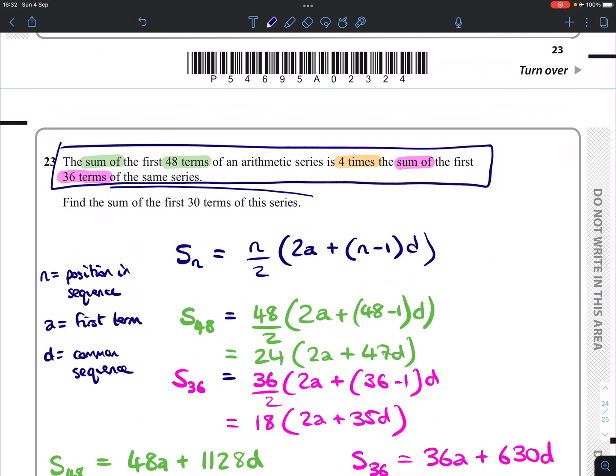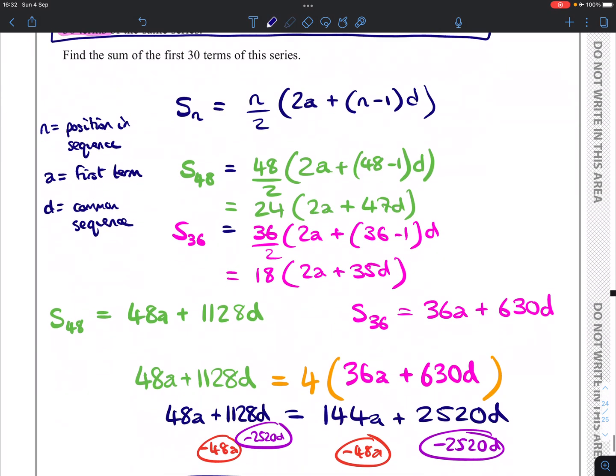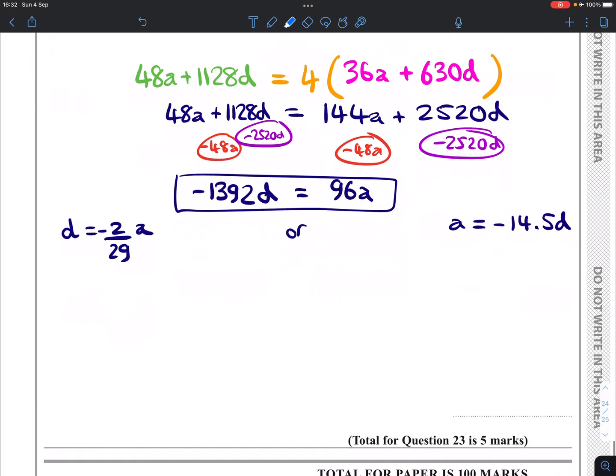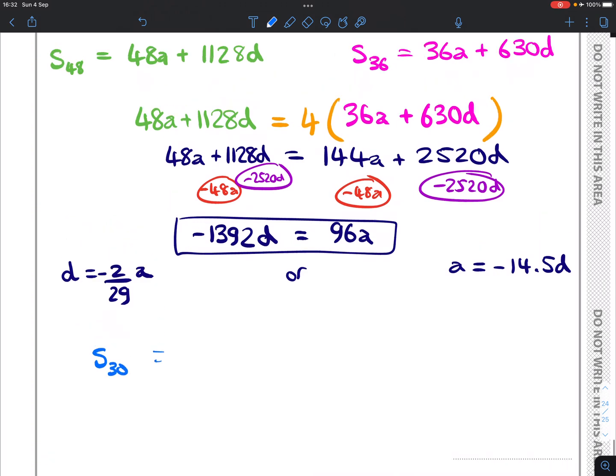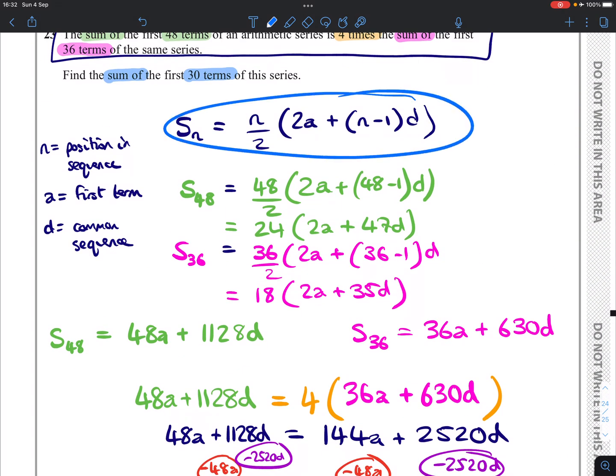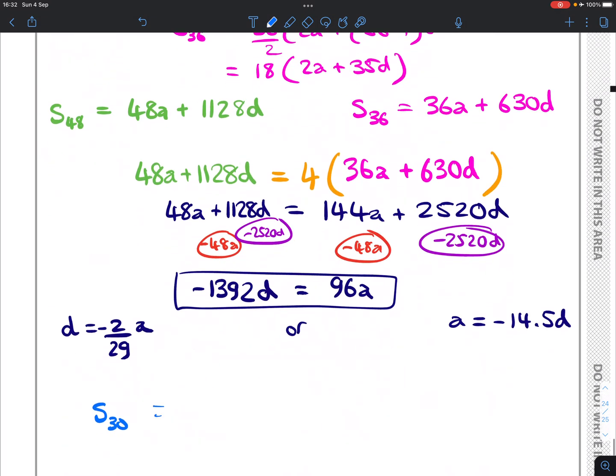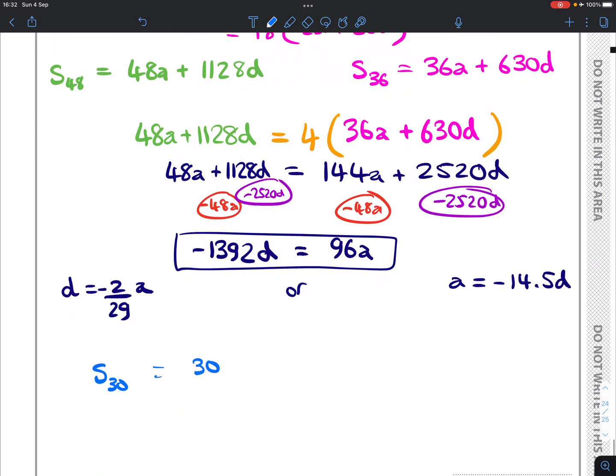The question now is asking us, find the sum of the first 30 terms of this series. So the sum of the first 30 means we're going to be using that exact same formula as we did before. We're going to have an S of 30. We're going to have an n over 2, bracket 2a plus n minus 1 in a bracket times d. So n is going to be 30. I can go ahead and plug that in right away.